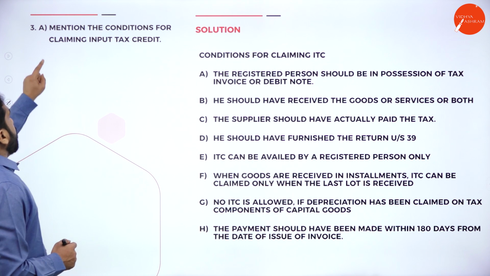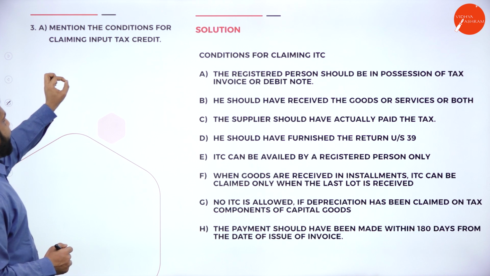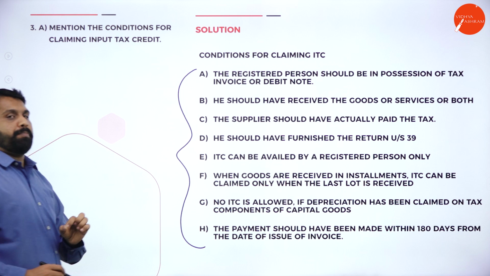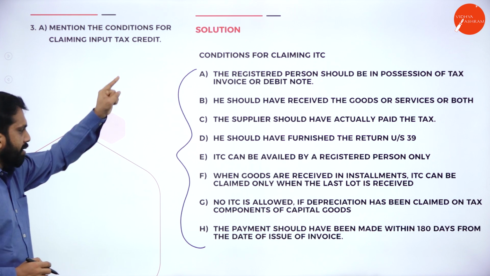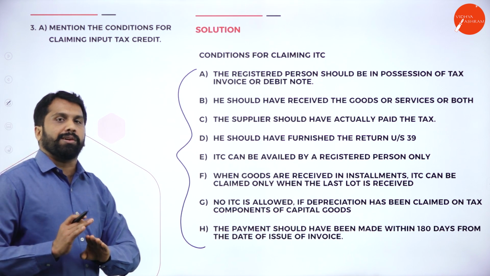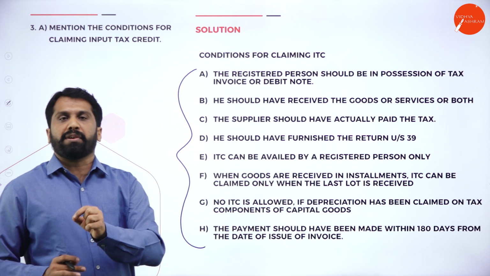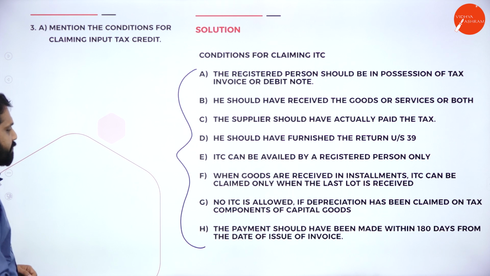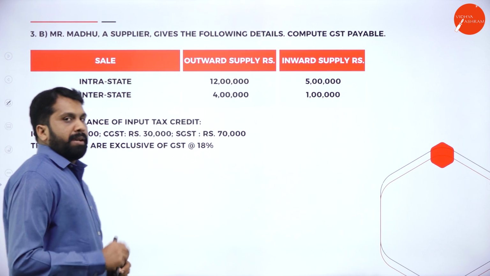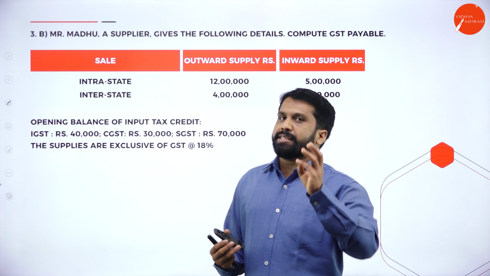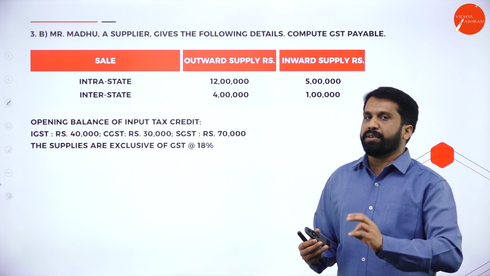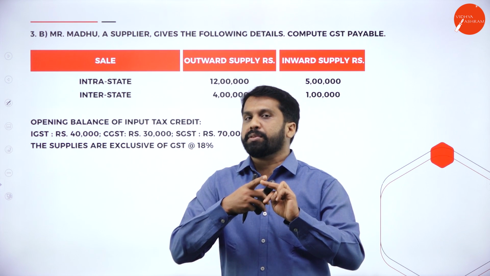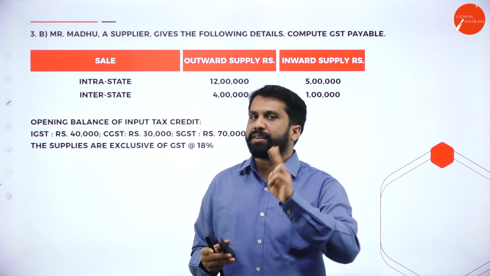Now, mention the conditions for claiming input tax credit. These are the conditions to take input tax credit. You have to remember all the points. Points are not sufficient. Along with points, you have to explain minimum one or two lines. Now, in question number 3, as I told you, there is a part A and part B. Why? Because it is not a complete 20 marks problem. 10 marks you will get theory, 10 marks you will get problem. Together you will get 20 marks.